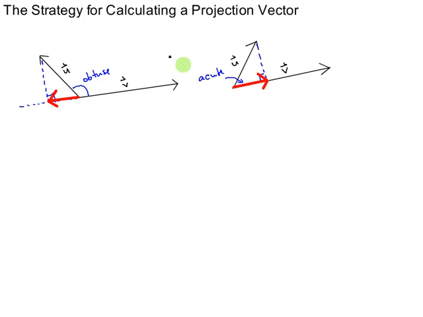Alright, so the strategy for actually calculating this projection vector, there are two parts to it. So the projection vector of u onto v equals, basically it's going to be some length times some vector. Okay? More specifically, the length here is literally the length of the projection vector, so you'd have to be able to calculate that.